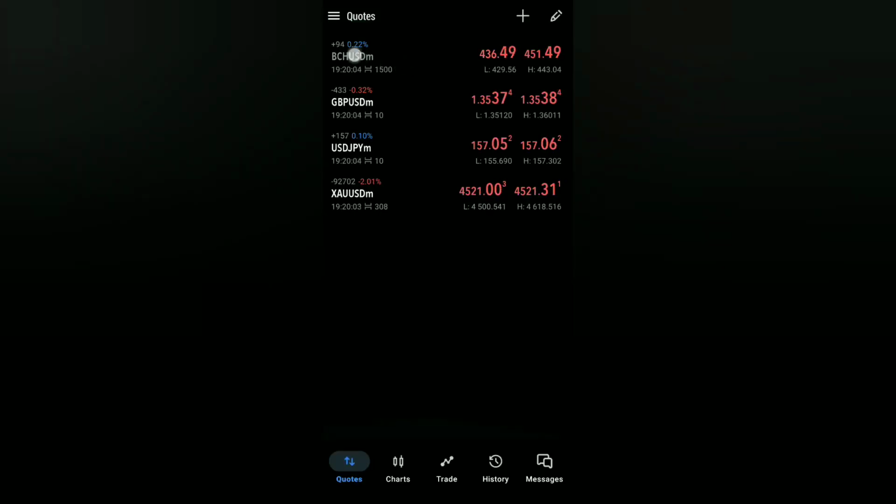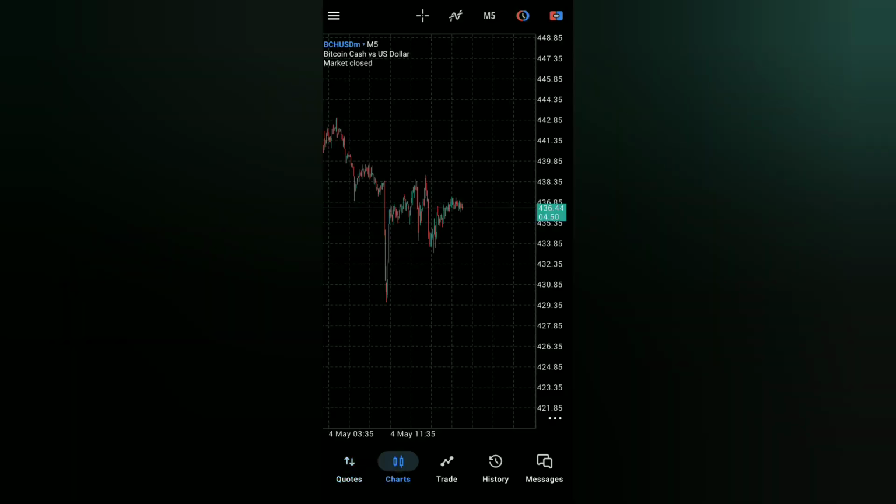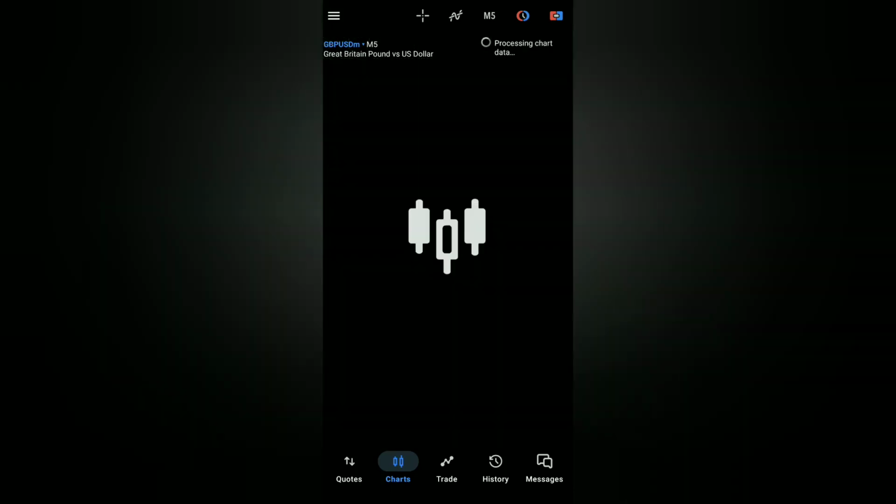So I want to remove this first one, this BCH. I want to remove it. So just come to this chart down here. Come to it down here. Then come to this place there. Click this BCH. Now change it. Let's change it to, let's say, GBP USD. Just click GBP USD. So I've changed it now.